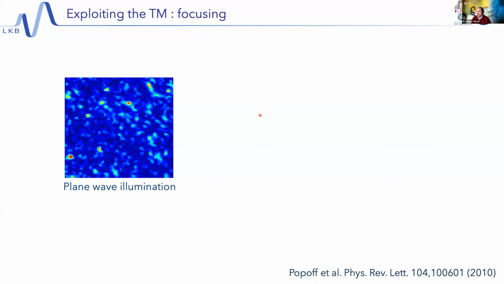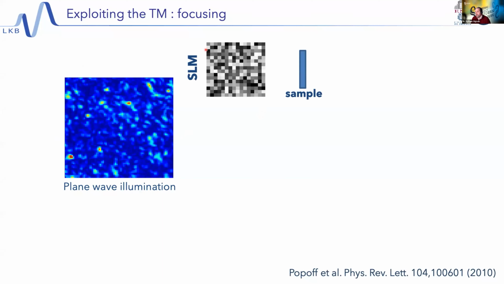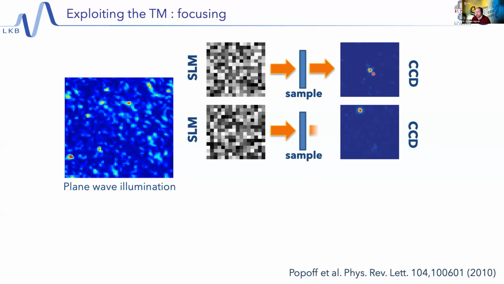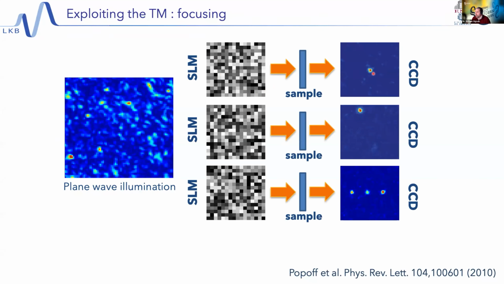And once you have the matrix, you can exploit the information contained to basically guide light through the medium. For instance, this is what you observe on a camera with flat plane wave illumination. And now, knowing the matrix, you can calculate the pattern to put on the SLM in such a way that you will get a focus through the medium. Okay, and you can also focus to a different point, or make a multiple pattern, and so on and so forth.